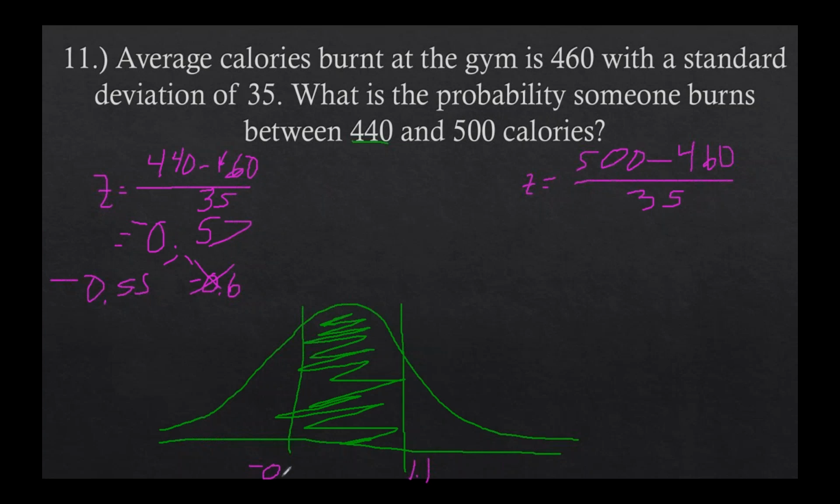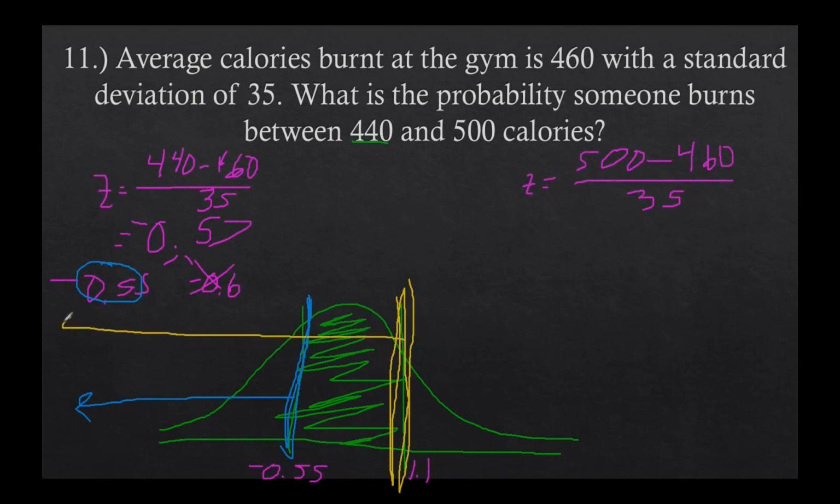Okay, for this example, we're going to go ahead and use 0.55 because that's what my answer key has. So we have our z-scores. Now, I want to diagram this for you. This 0.55, we're going to use blue to recognize negative 0.55. If I use the probability table, it's going to give me all of this area to the left. Then I'm going to use yellow to represent 1.1. If I look at 1.1, that's going to give me all this area to the left.